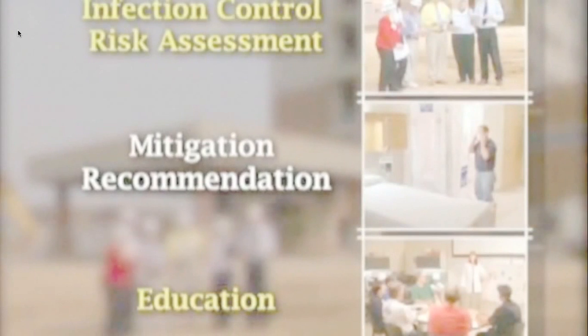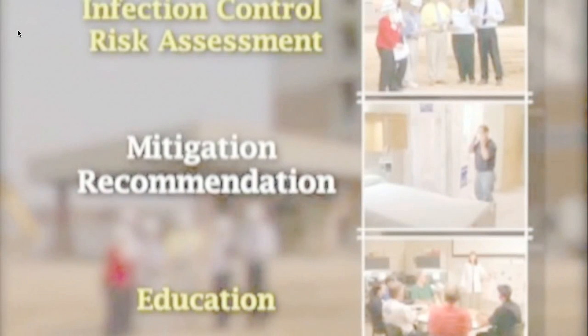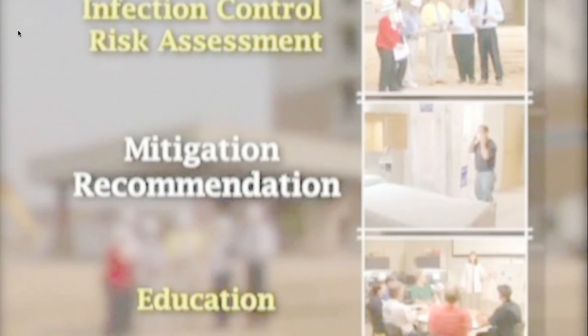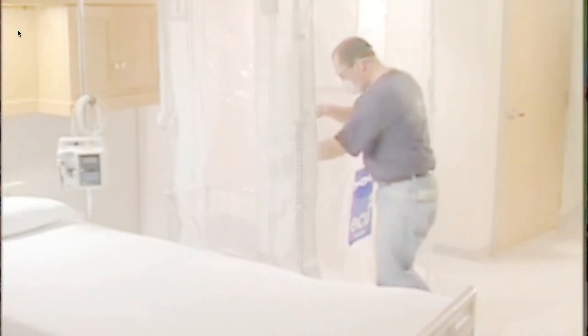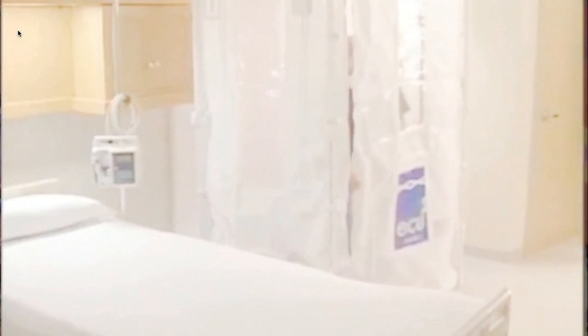Once the ICRA has identified the class of precautions, an infection control risk mitigation recommendation is made. This is a job-specific work plan that considers the need for either fixed or mobile containment barriers, anterooms, engineering controls for ventilation, and other special protocols for optimal dust and debris control.